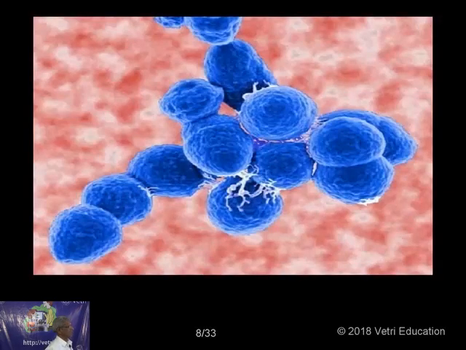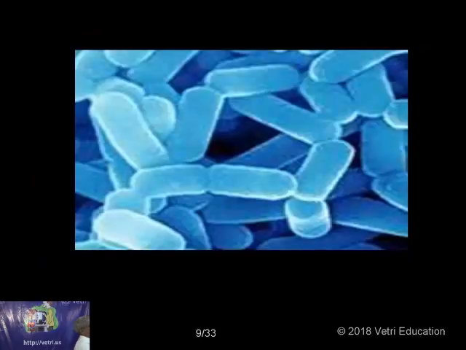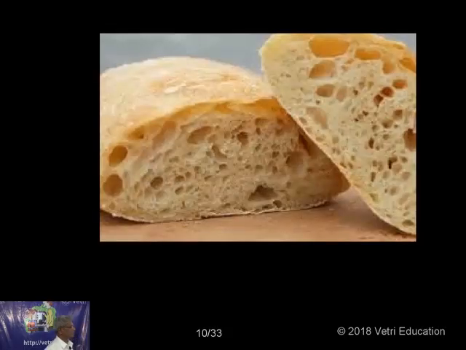So, this is a yeast colony. How it is, you see? This is a yeast colony, a very highly magnified view. This is a lactobacillus bacteria. This is, see, the bread. How it is, yeast is making the bread become very soft and puffed.